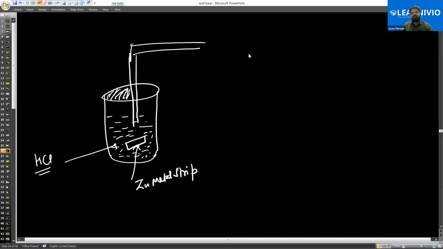So this is the hydrogen gas, H2 gas. What will be the effect if instead of a zinc strip we use zinc granules or zinc powder or zinc dust, meaning we just grind it? Then what would happen? Can you tell me that? What would be the effect?